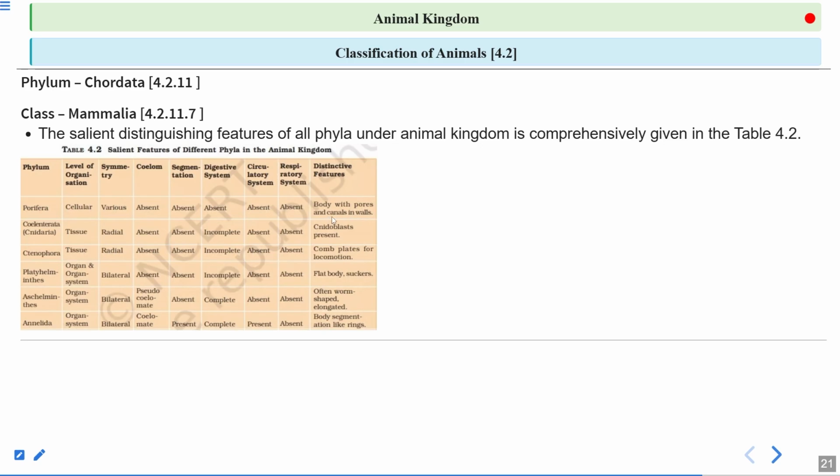Distinctive features: body with pores and canals, we see in Porifera. Cnidoblast cells in Cnidarians. Comb plates for locomotion in Ctenophora. Flat body in Platyhelminthes. Often worm-shaped, elongated body in Aschelminthes. Body segmentation like rings, we see in Annelida.